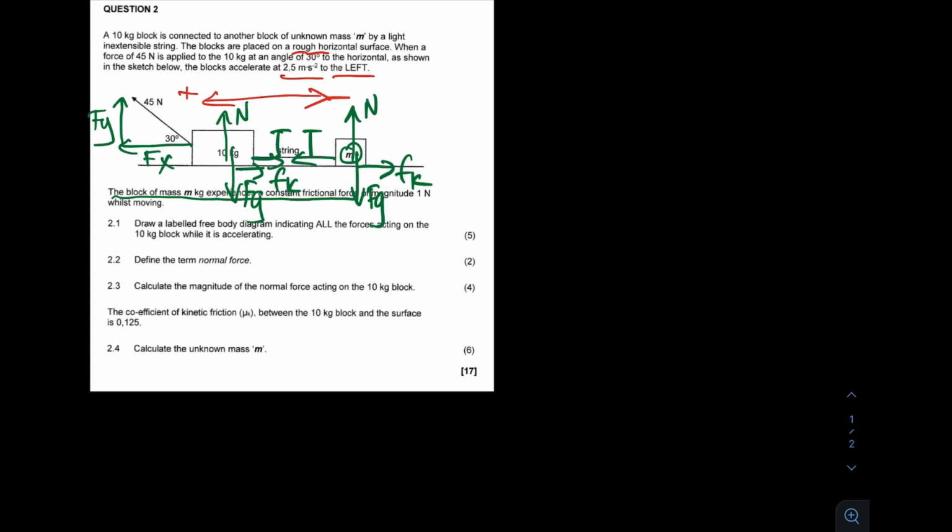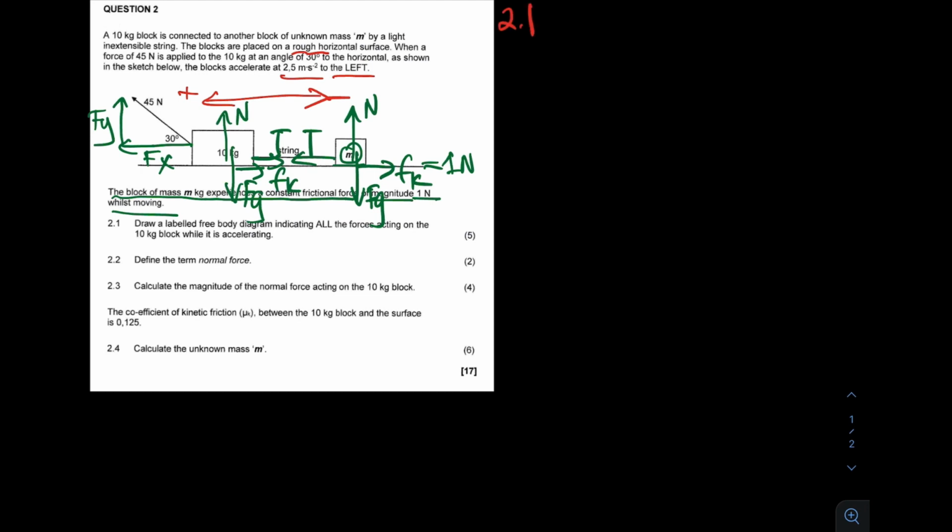Now in the statement below the diagram, it says the block of mass m experiences a constant frictional force of magnitude 1 Newton while it's moving. So the block m has the frictional force, as we're told, it's 1 Newton. We're given the magnitude there. So in the 10 kg block, we're not given anything about the friction there, or the coefficient of kinetic friction there. Guys, let's cut the chase and go to the question and answer the question.